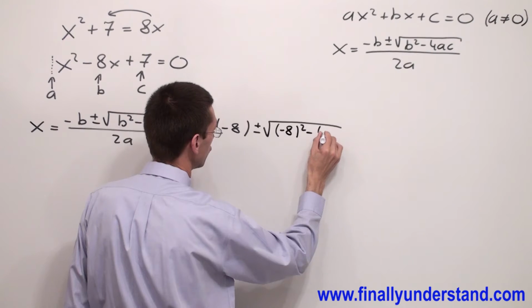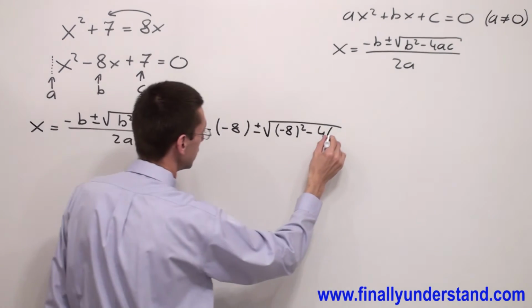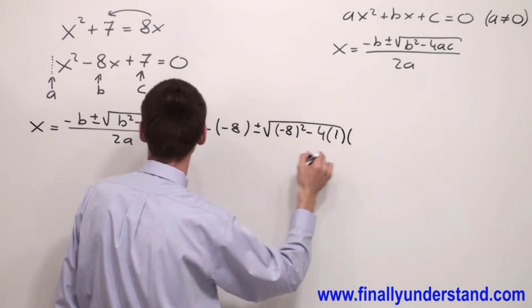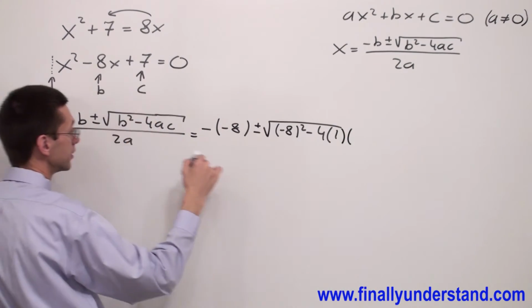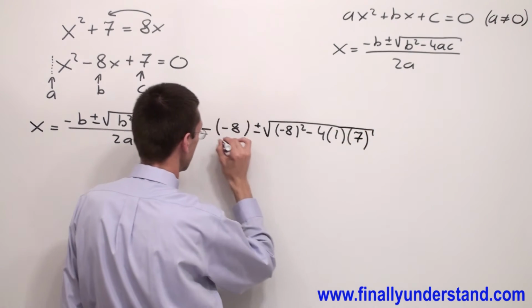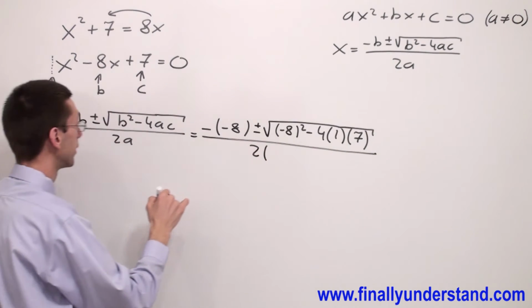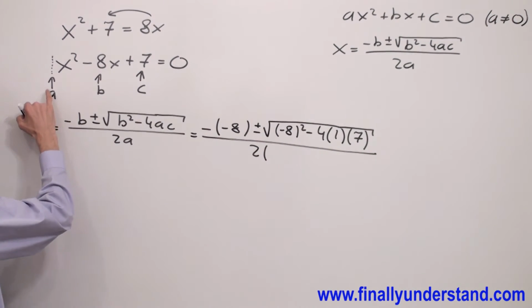squared, minus 4, and a is 1, times c, which is positive 7. I have to write 7 over here. Over 2 times a. A is 1.